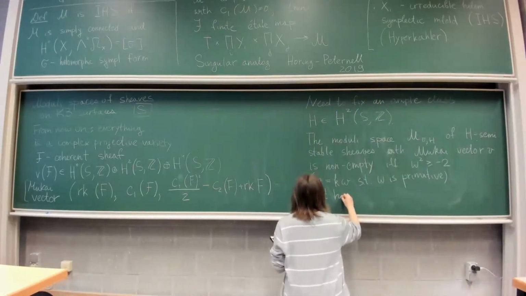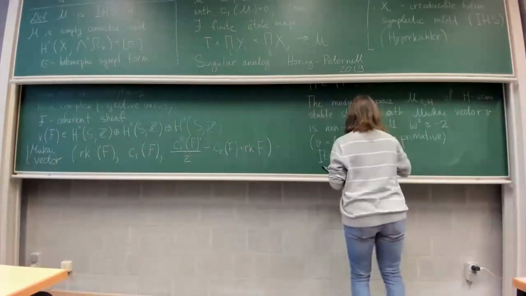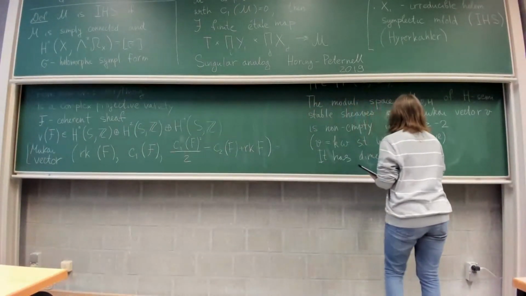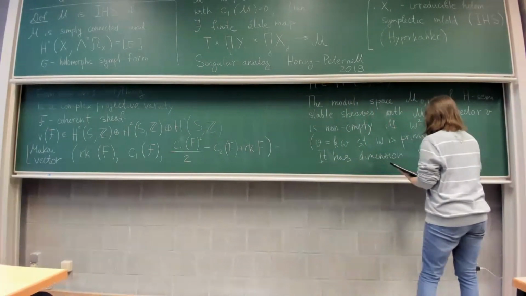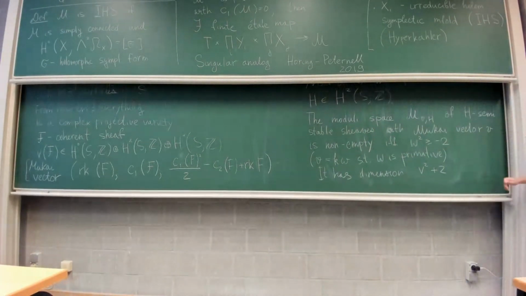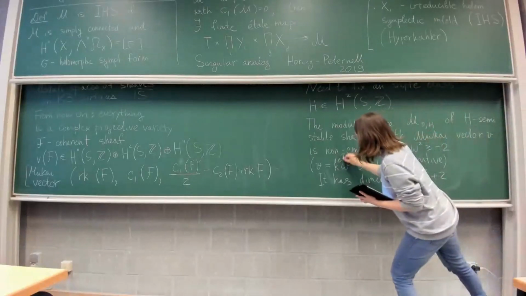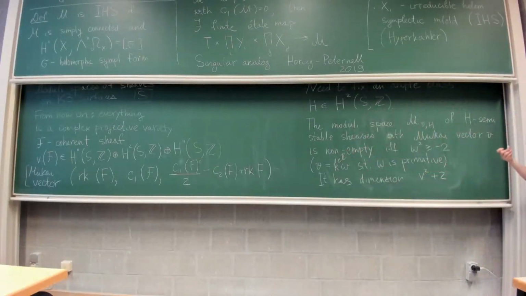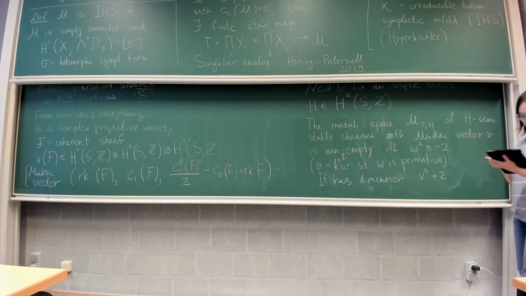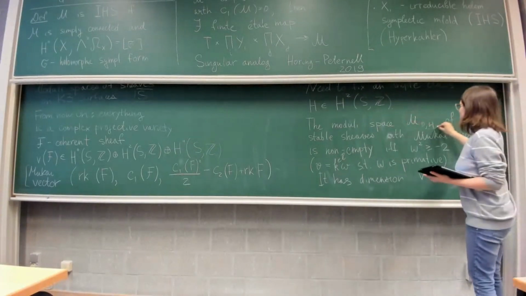As mentioned, the primitivity is okay. So what is primitive? It's an integer here, and primitive just means that you cannot divide it by an integer that's not 1 or minus 1. And this space has nice properties.